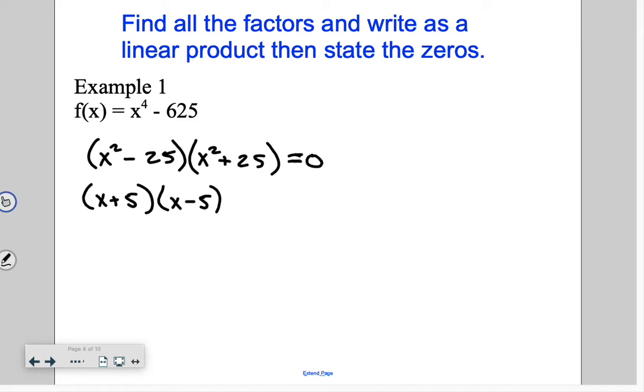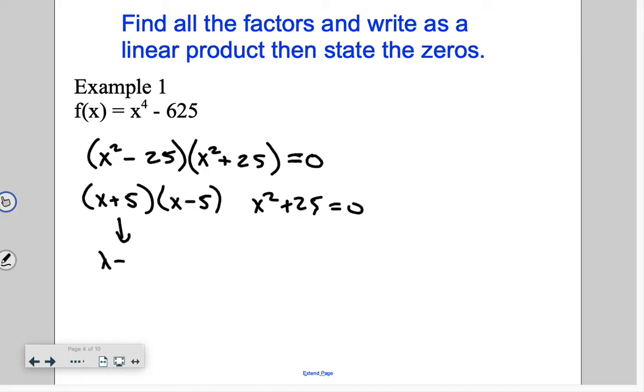So what do I do with that? Yeah, you can still solve. There's still just one variable in that problem. So zero product property. Set it equal to 0. X squared plus 25 equals 0. I'm going to come back to that. I'm going to finish up the first ones.